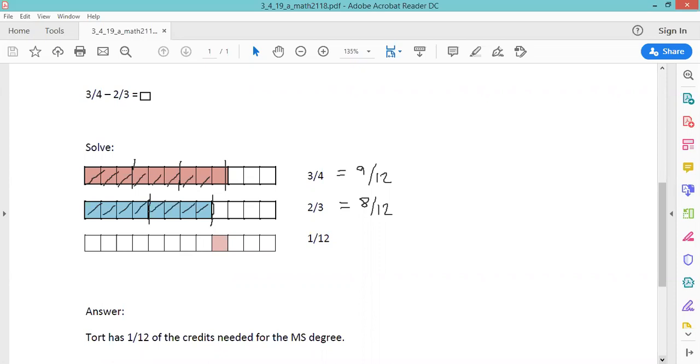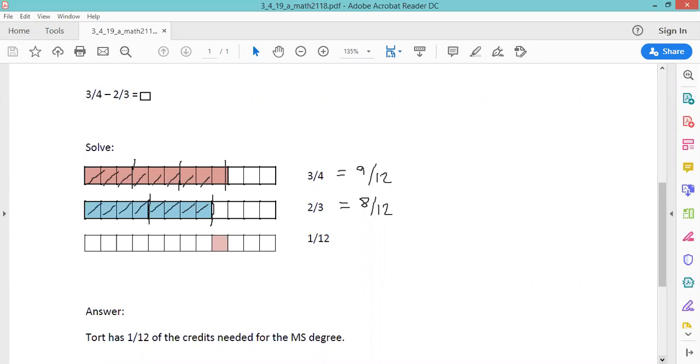The answer then is that Tort has 1/12 of the credits needed for the MS degree because there's one shaded box remaining out of the 12 boxes that form a whole.